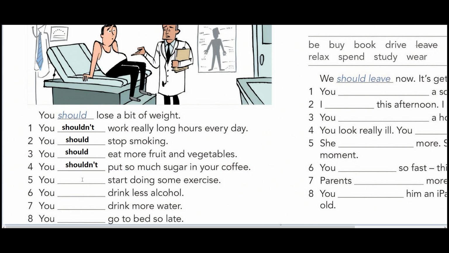Number 5, it's easy here. You should start doing some exercise. Sport is good for your health, especially light sport. Next is less. You see less, so you should drink less alcohol. Number 7, you should drink more water. And you shouldn't go to bed so late because you need some sleep.